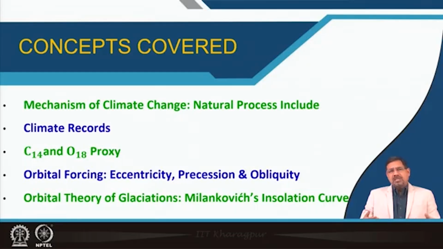And we will also see how eccentricity, precession and obliquity, in a sense the orbit Earth takes around the sun, the tilt and the obliquity, together explain the orbital theory of glaciation, in a curve that explains the insolation, given by the geophysicist, the great Milankovitch.